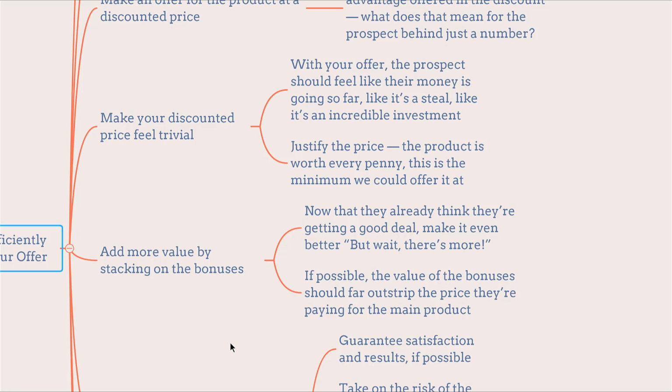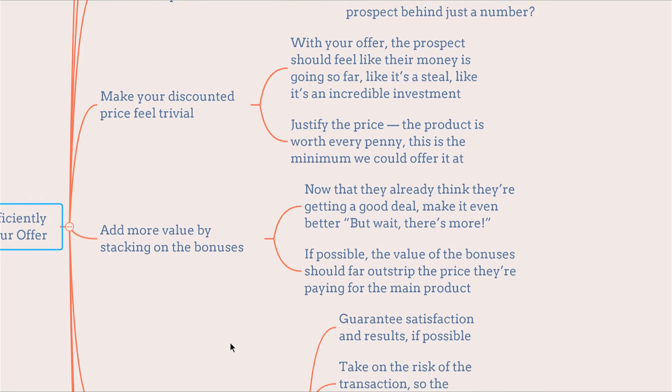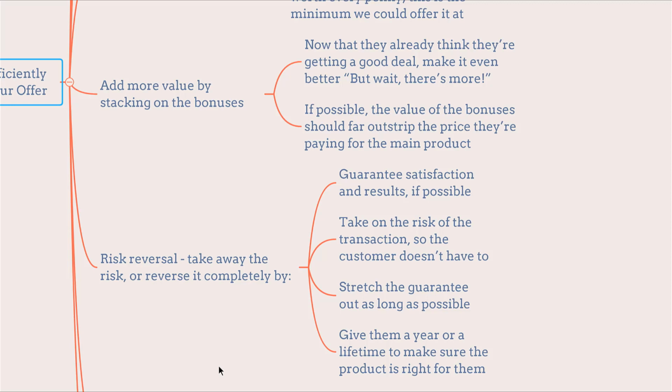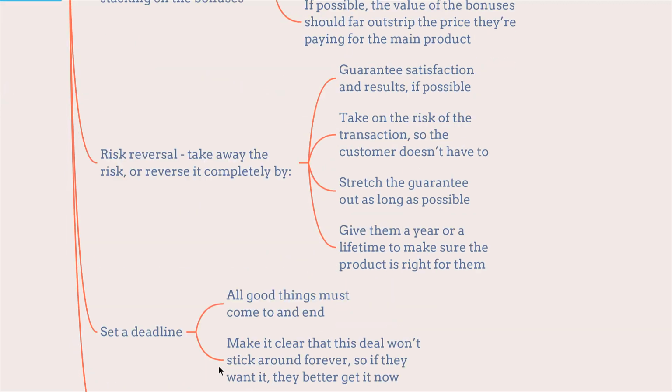But wait, there's more. If possible, the value of the bonuses should far outstrip the price they are paying for the main product. And then you are going into risk reversal. You are taking away the risk completely by guaranteeing the satisfaction and result if possible, taking on the risk of the transaction so the customer doesn't have to, by stretching the guarantee out as long as possible by giving them a year or a lifetime to make sure the product is right for them.